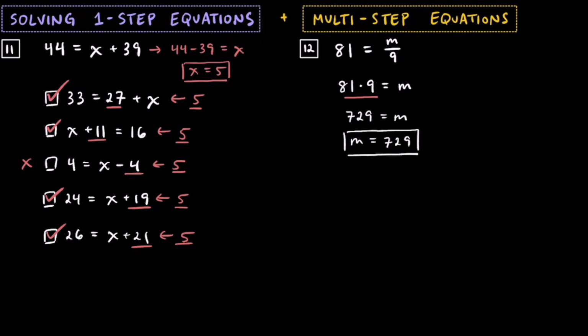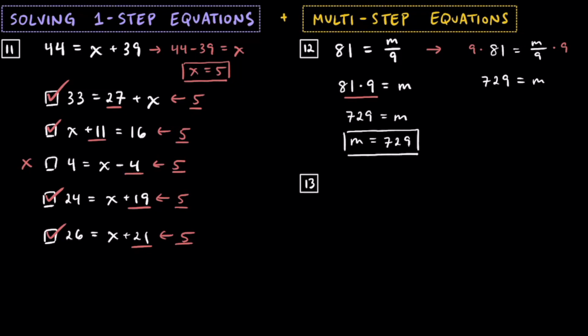Okay, so that's one way of solving this equation. Another way is to do the same thing to both sides of the equation. So if we have 81 is equal to m divided by 9, what's the inverse of dividing by 9? It's going to be multiplying by 9. That's the opposite operation. So on the left side, 81 times 9 is going to be 729. And on the right side, the 9s cancel with each other, so we just get m. So m does equal 729.